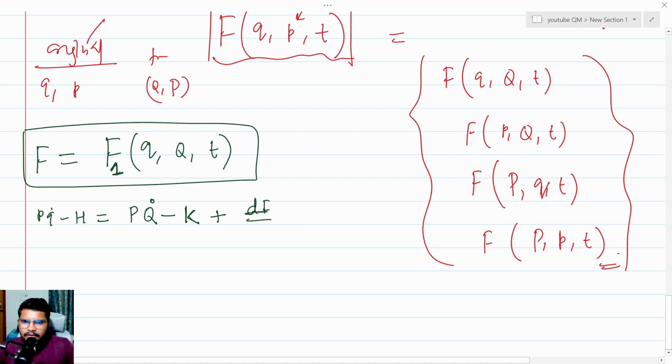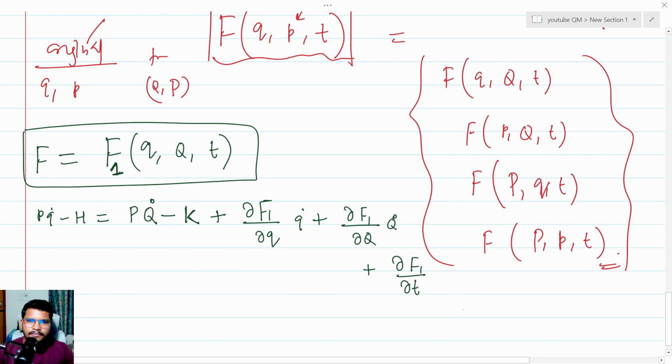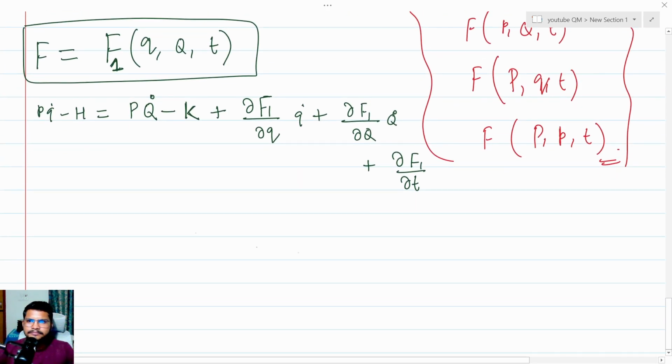When we have a full derivative, it will simply become dF1 by del q times dq dot. How did I get q dot? It's dq by dt, so I'm writing q dot. Similarly, I have del F over del Q, Q dot, and I have del F by del t. Let me just write del F1. Any problem? No. p q dot minus H equals P Q dot minus K plus the derivative of F.